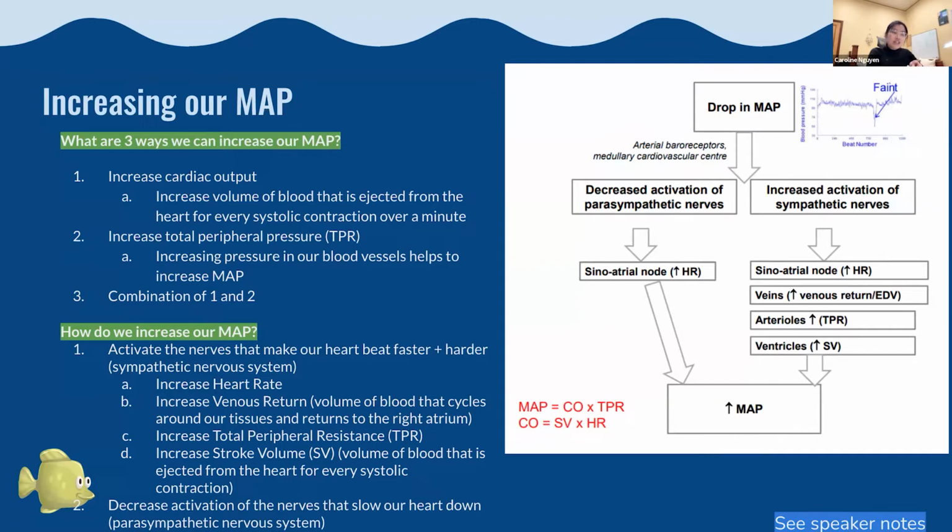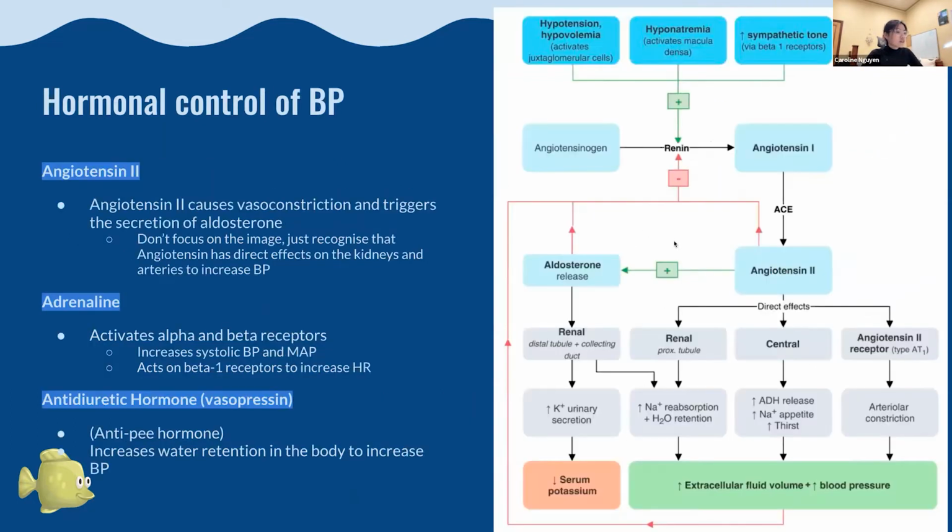And the second equation is cardiac output equals stroke volume times heart rate. This is a lot easier to memorize because stroke volume is volume per contraction. Heart rate is how many contractions per minute. So cardiac output is volume times how many times the heart contracts. I've got those in the speaker notes, so you can have a look at those.